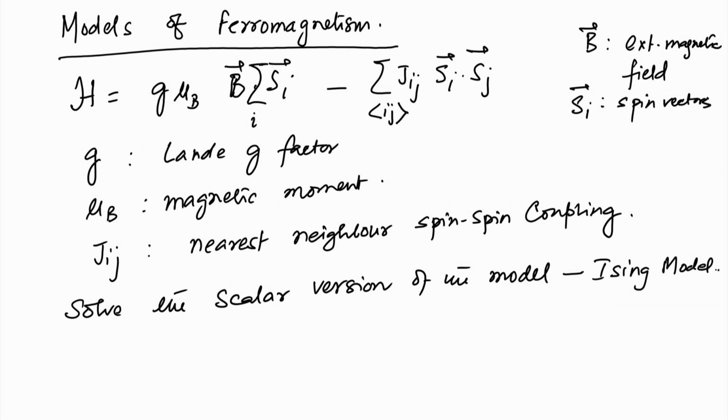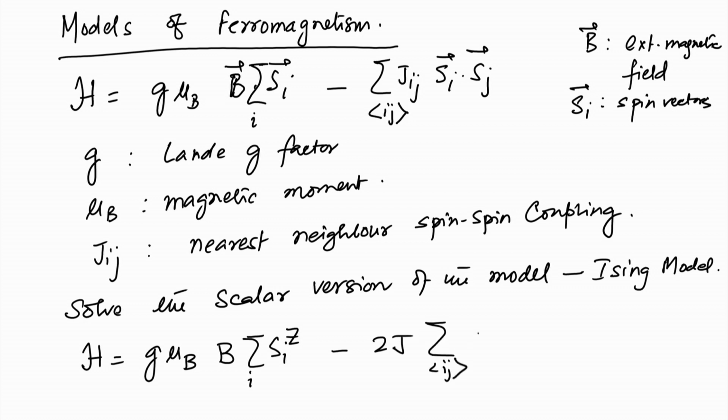Okay. And so, that Ising model looks like this: my spin vector can only assume 2 orientations, which is up and down. That is called the Ising model. So, my Hamiltonian now becomes g mu_B B sum over i of S_i^z minus 2J sum over i and j of S_i^z S_j^z, where i and j are still nearest neighbors, but now it is a scalar form of the spins that is considered.